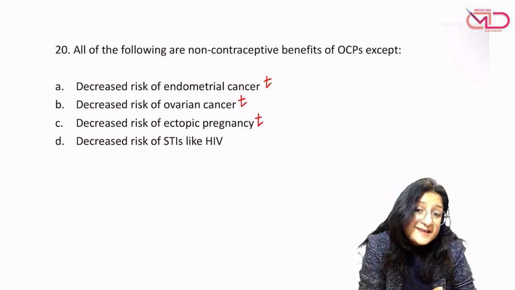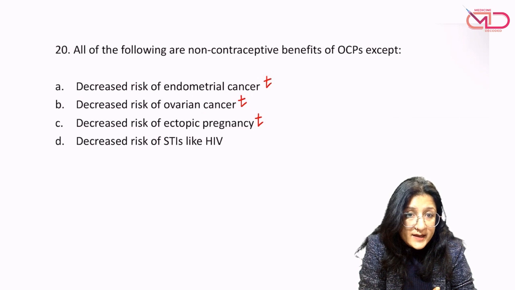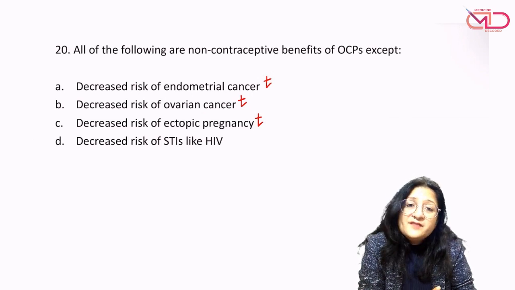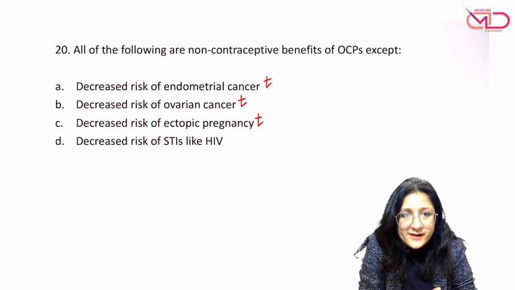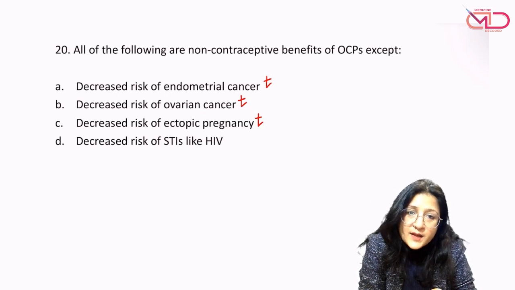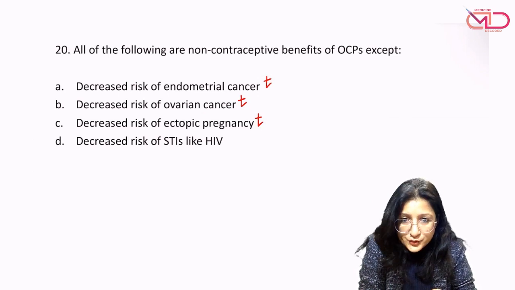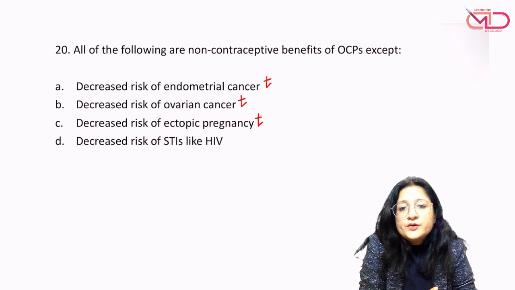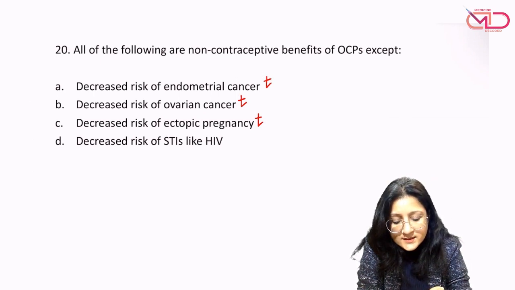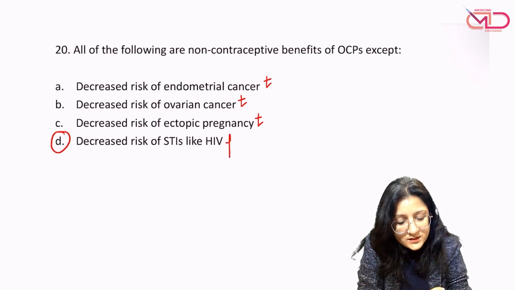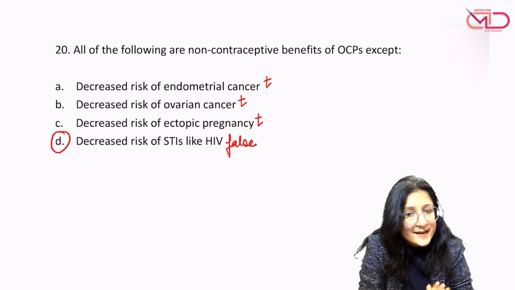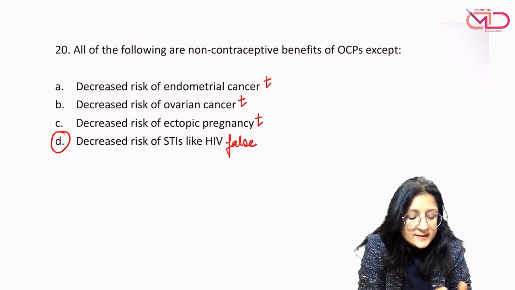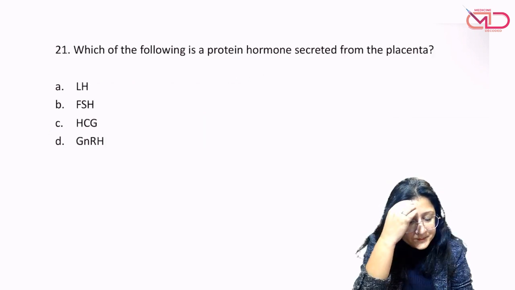However, decreased risk of STIs like HIV is not true. For prevention of HIV transmission, barrier methods like condoms are beneficial, right? Not oral contraceptive pills. So this is a wrong statement. This is the false statement. So all of the following are non-contraceptive benefits except decreased risk of STIs like HIV.